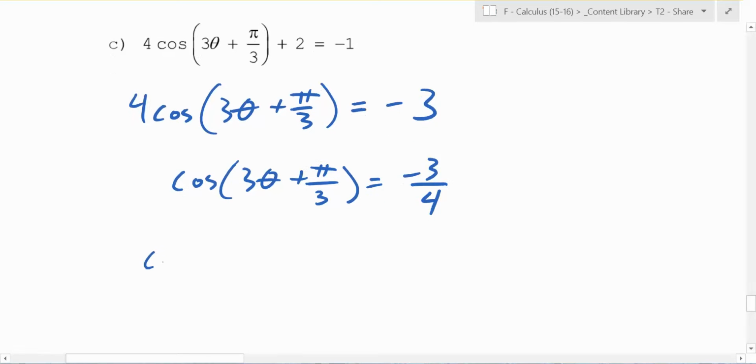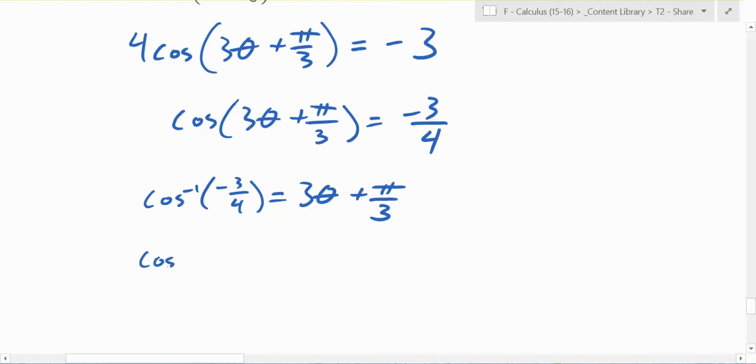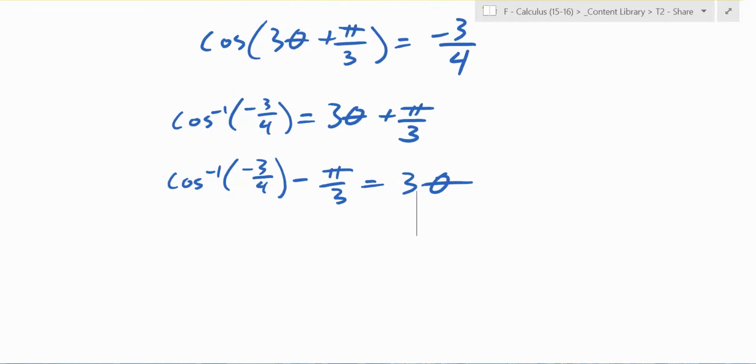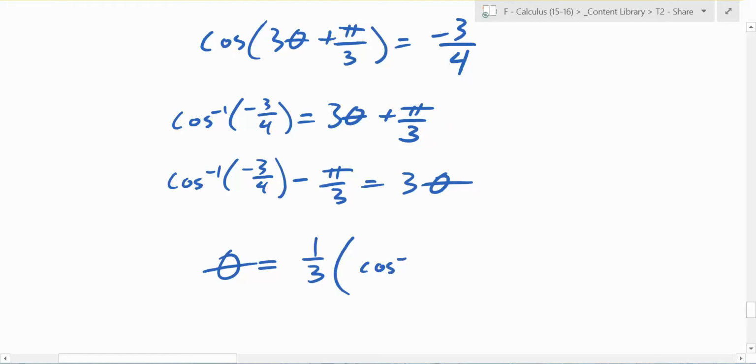So what do we know? Cosine inverse of negative 3/4 is equal to 3 theta plus pi over 3. So cosine inverse of negative 3 over 4 minus pi over 3 is equal to 3 theta. So what does theta equal? 1/3 of cosine inverse of negative 3/4 minus pi over 3. You can now type that into your calculator.